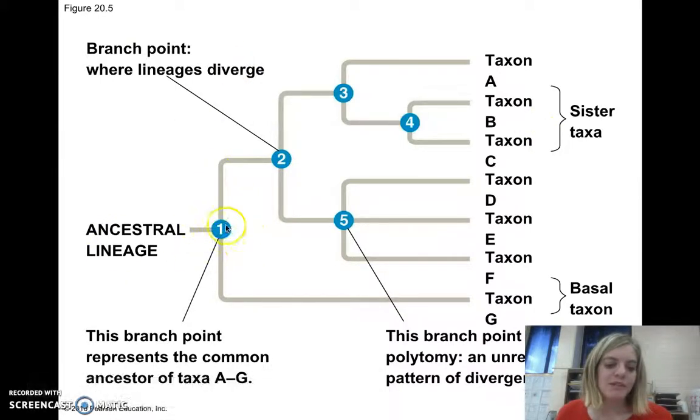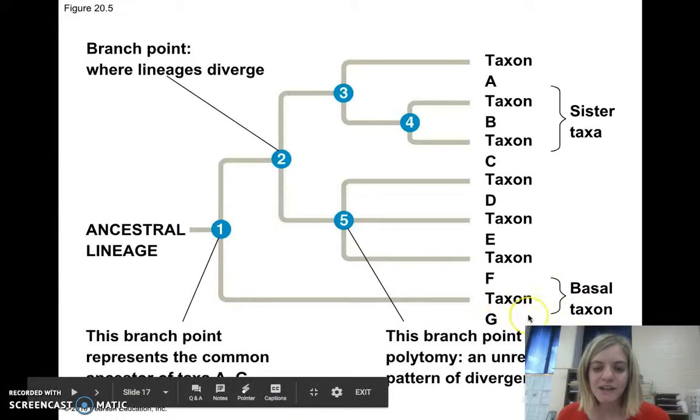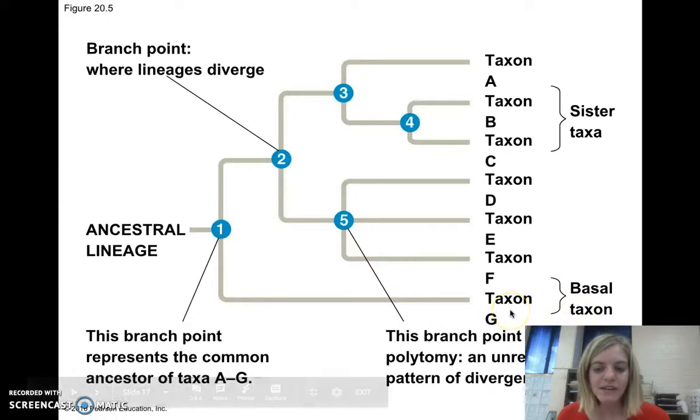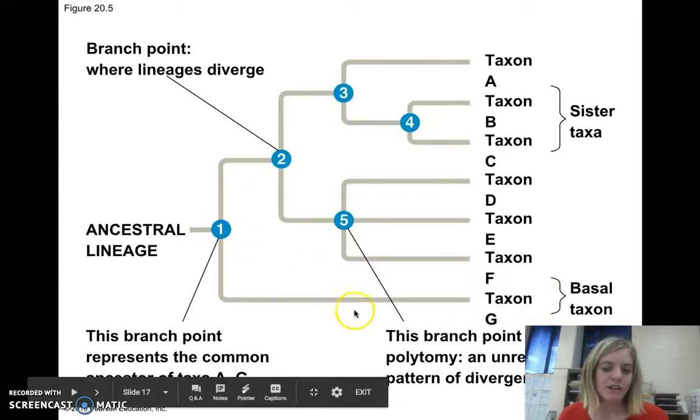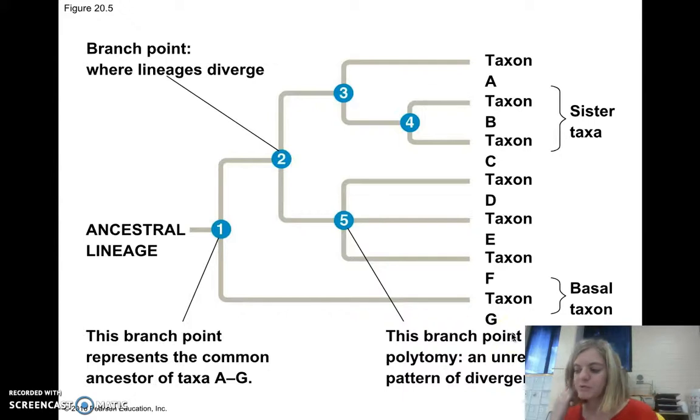This would be the most recent common ancestor of taxa A through G. So you can see it's where all the points connect. The branch point is where you see lineages diverge. Then we have our sister taxa B and C. And then you can see taxon G, and to some extent our D, E, F, diverged pretty early on. But especially G is one of the first to separate. So that's our group that has diverged early on in the history.